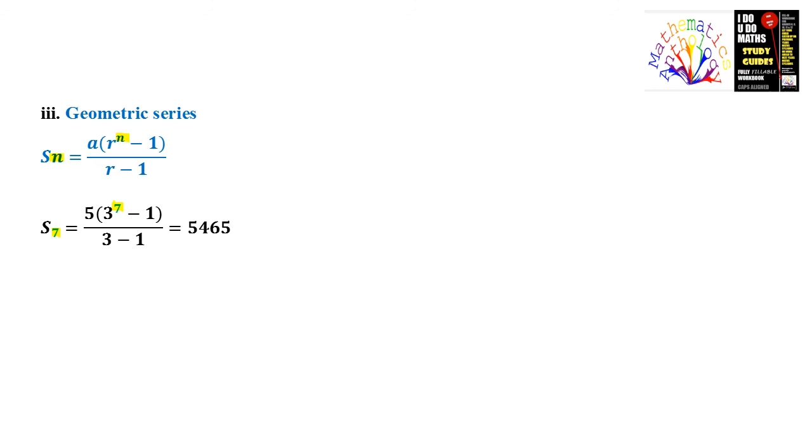a was the first term, and that was 5. And r was a constant ratio of 3, so wherever I see r, I will replace r with 3 in the formula. So S7, the sum to 7 terms, is equal to 5(3^7 − 1)/(3 − 1). Put that on your calculator, and your final answer for the sum of the series is 5,465.